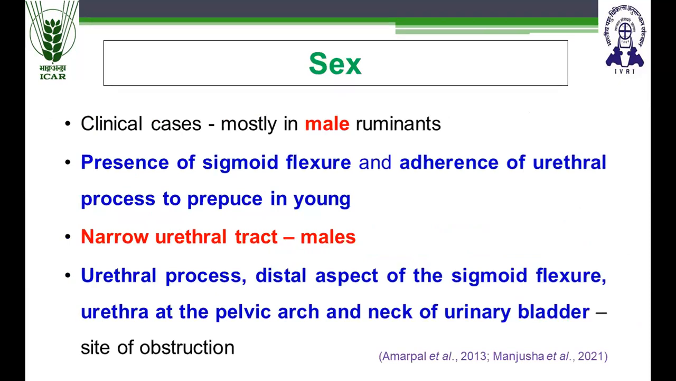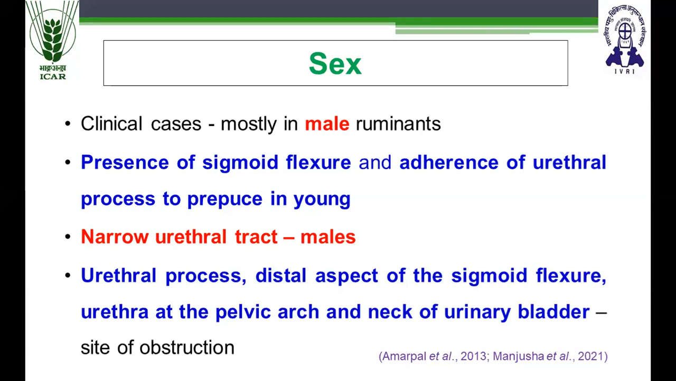And moving on to the sex. Most of the cases of urolithiasis have been reported in male ruminants. The presence of the sigmoid flexure and the adherence of the urethral process to the prepuce in young animals predispose them to the obstruction of calculi in their reproductive tract. So the narrow urethral tract in male is a very important factor.